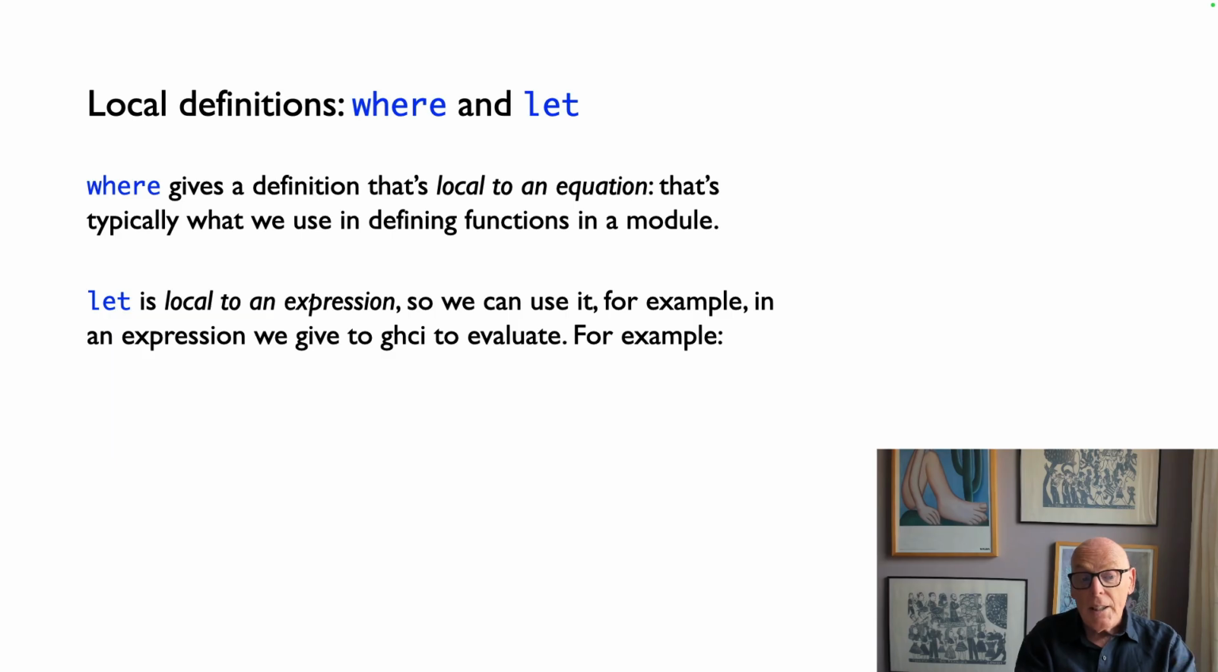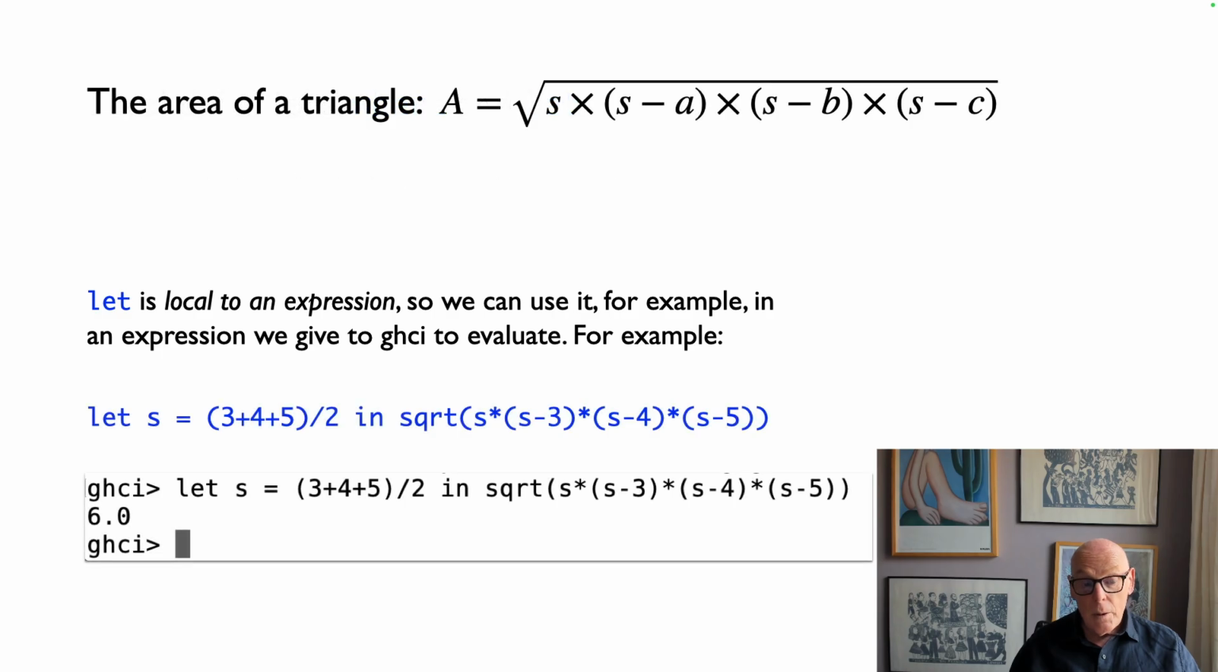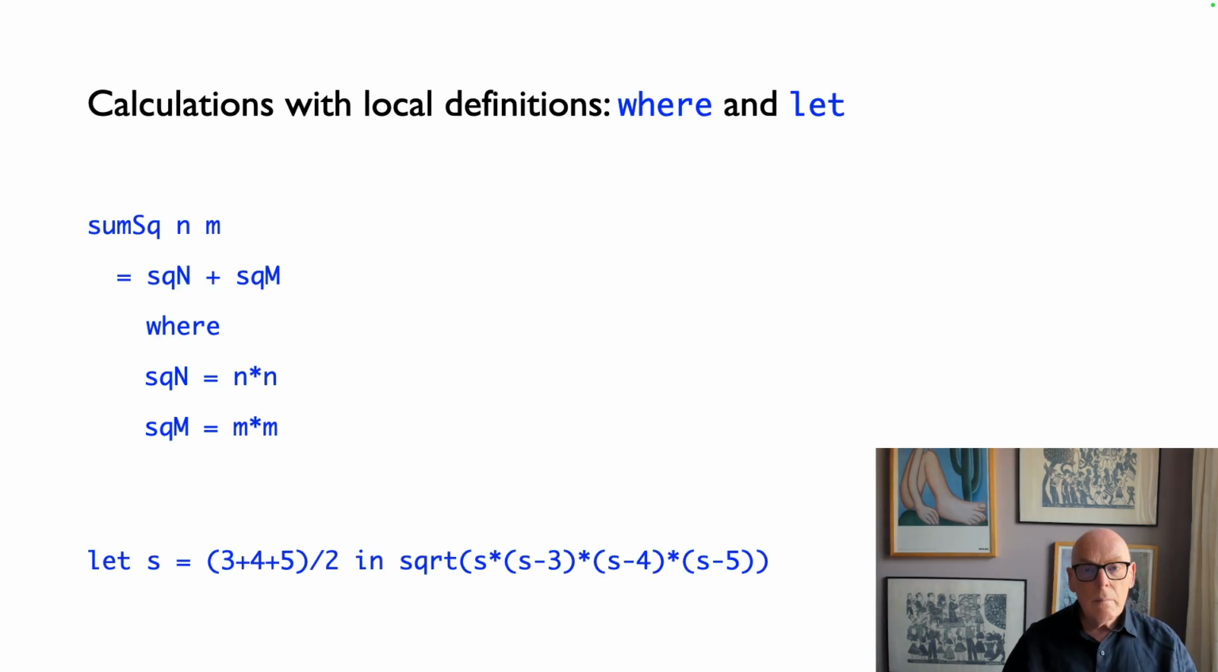But you can use let, and let gives us something that is local to an expression. So we can use it in an expression we give to GHC to evaluate. So for example, we can write something like let s equal 3 plus 4 plus 5 divided by 2 in this large square root. And this is the formula you see at the top of the slide. It's the formula for the area of a triangle. And here you can see at the bottom, I've used that and I've got the answer 6.